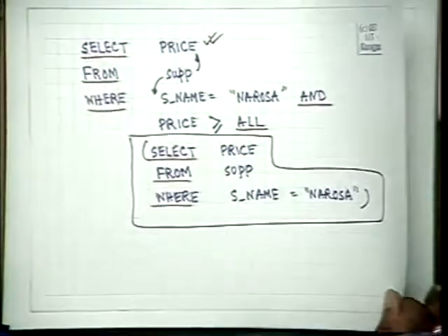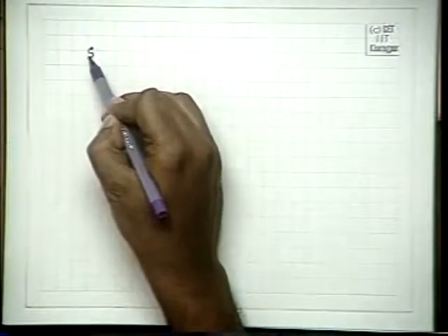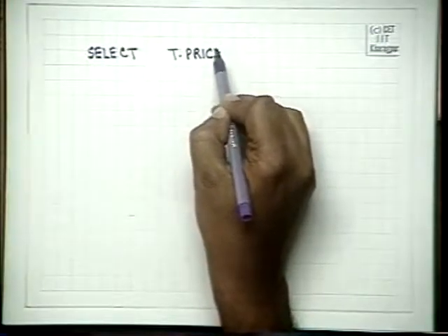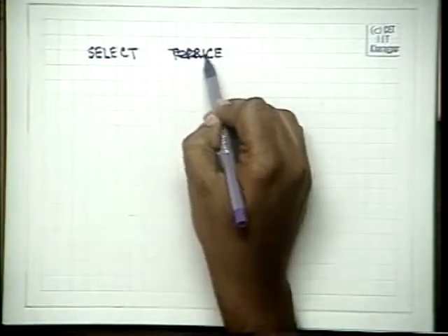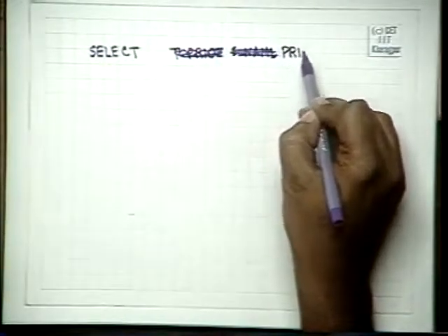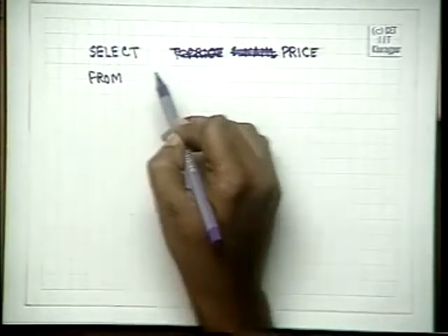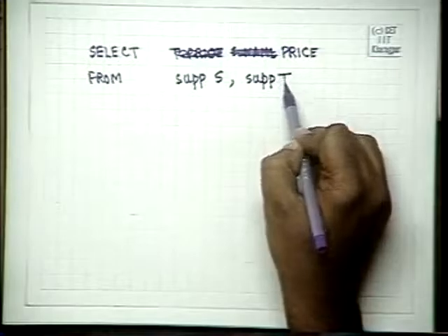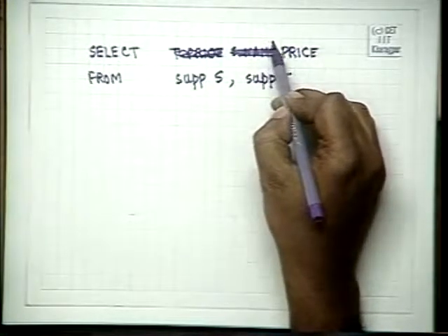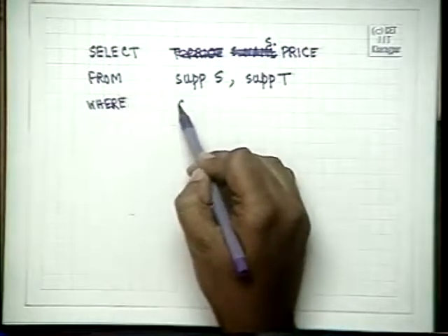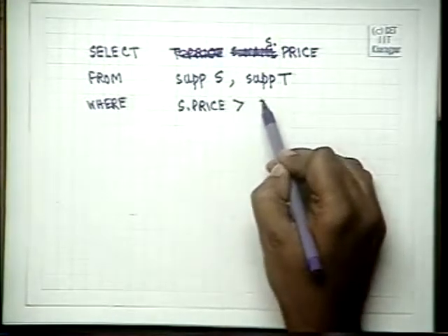If you do sup S and sup T and compare, suppose we do it in the traditional way. Suppose we try to do it in select what? T dot price? Is that what you want? Select sname from... but we want the largest price. Yeah, sorry, select price. Select price from sup S, comma, sup T. So here it will be T dot price or S dot price? S dot price. Okay, let this be S dot price. Where S dot price is greater than T dot price.